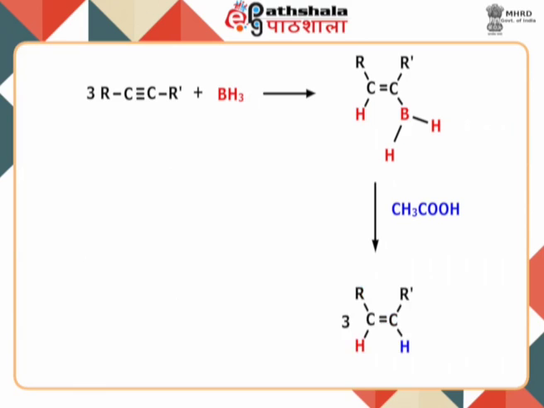One very important thing to notice here is, like the earlier cases, the addition of BH3 is via the 4-member transition state, and that is why it is the syn addition. So, notice you will be getting the cis alkene as a result and not the trans alkene.